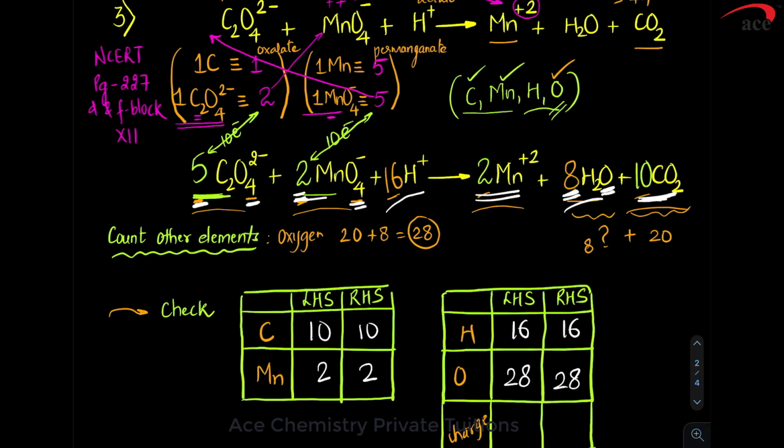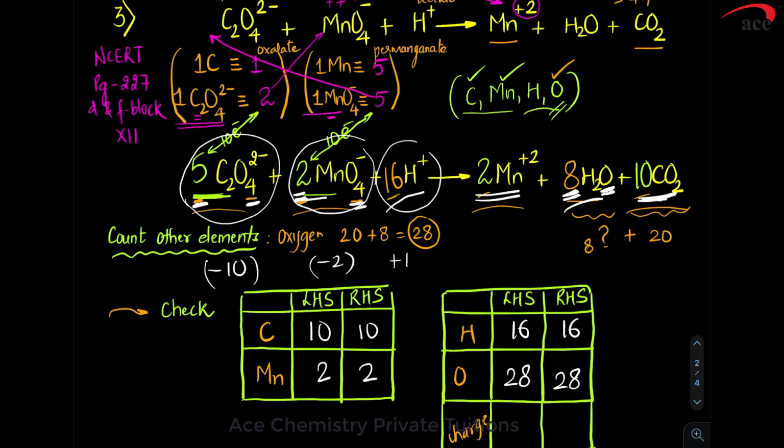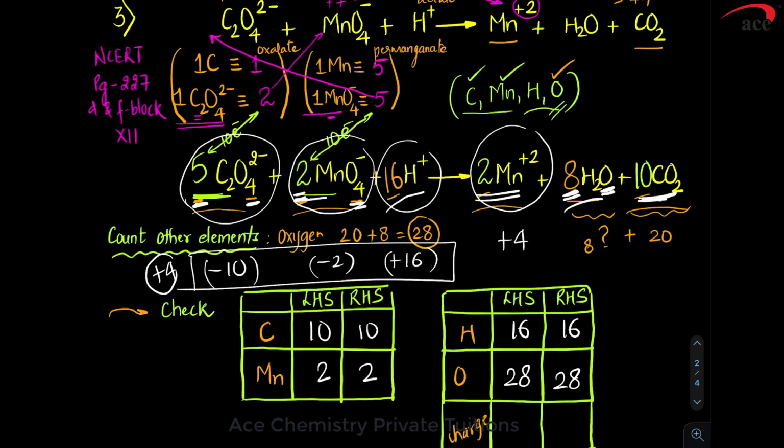Now the task is to check the charge. Charge at the first one is what? Minus 10. What is the charge with the next one? It is minus 2. What is the charge with the next one? It is plus 16. What is the total charge on the left hand side? Total charge on the left hand side will be plus 4. On the right hand side, the charge is only at this place, plus 4, and the others don't have a charge. So total charge on the right hand side is plus 4, on the left hand side is also plus 4. So the reaction is balanced with even charge.